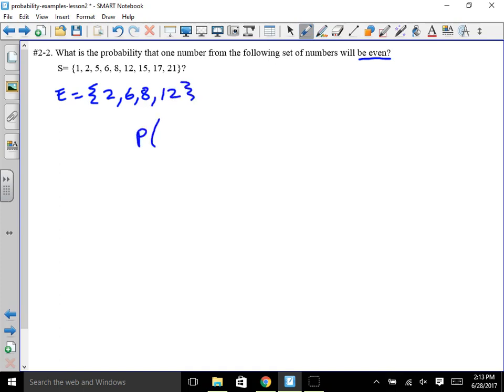So the probability that a number would be even would be the count in the event, 1, 2, 3, 4, right?